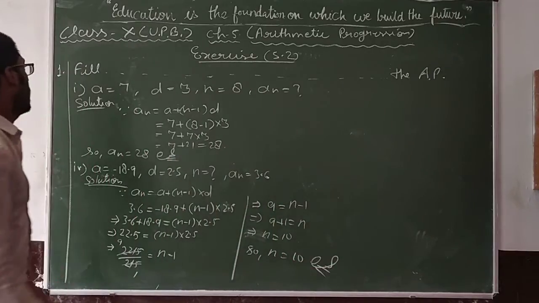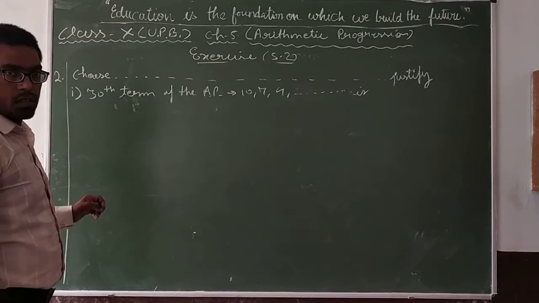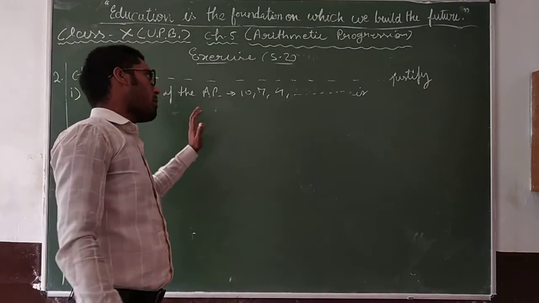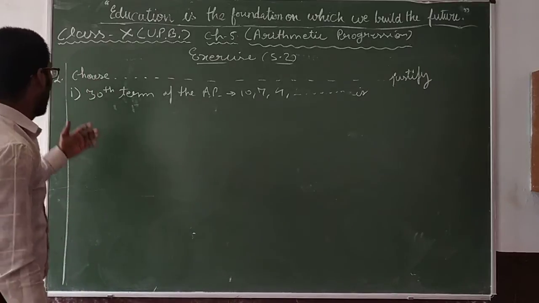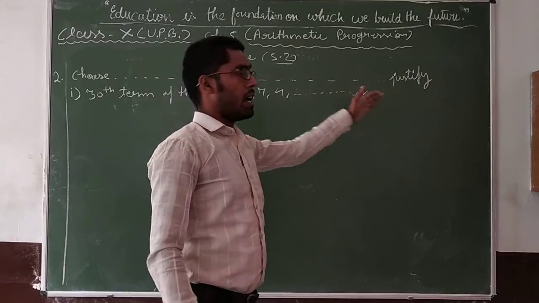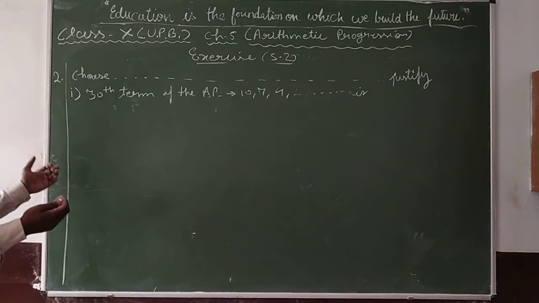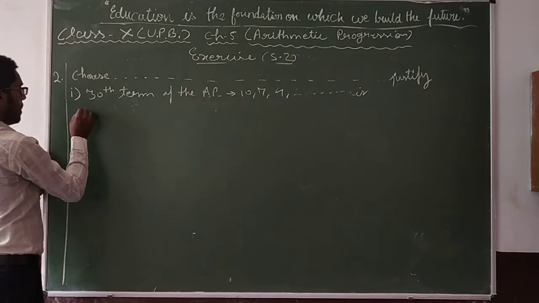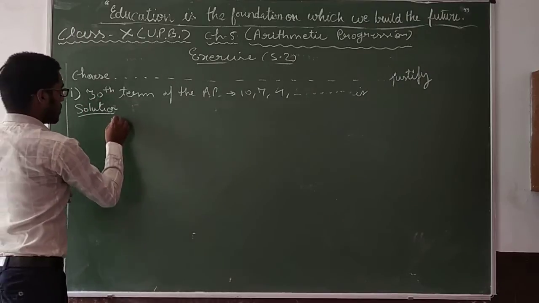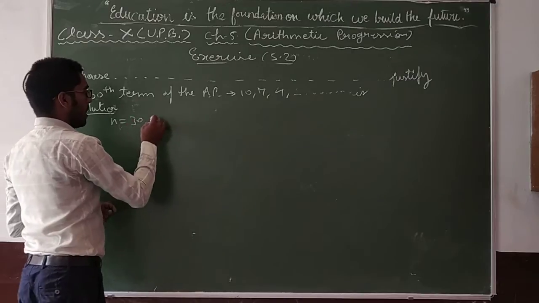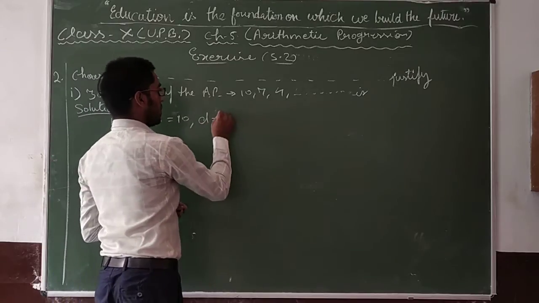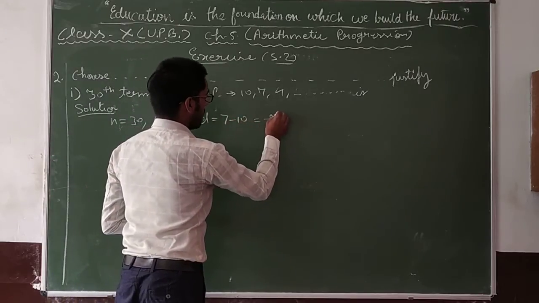Okay, let us see the next question of the same exercise. Question number 2, choose the correct option. But here I have not mentioned options, so I have directly written a series where the 30th term of the AP is 10, 7, 4, and so on. Here you have to find the nth term. First write the solution. Here n, the number of terms in this series, is 30, the first term a is 10, and common difference d, meaning second term minus first term, is minus 3.